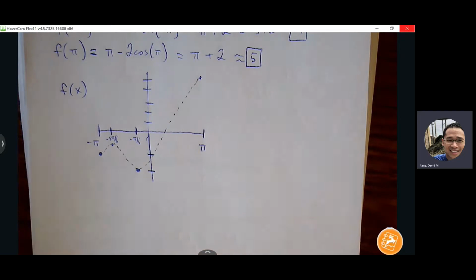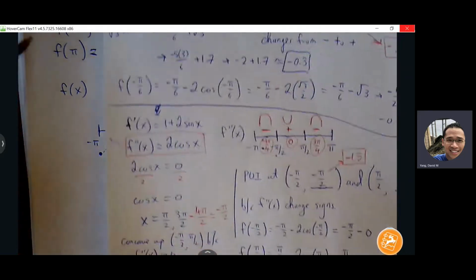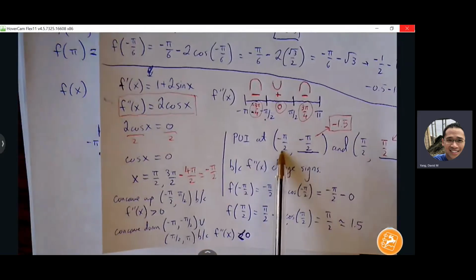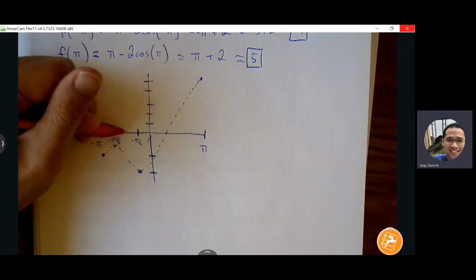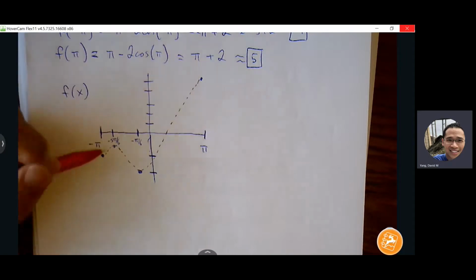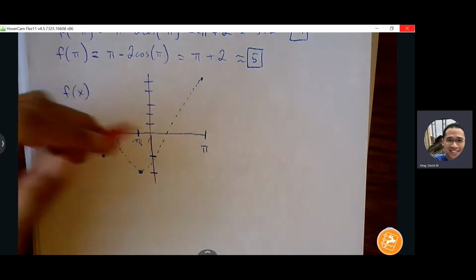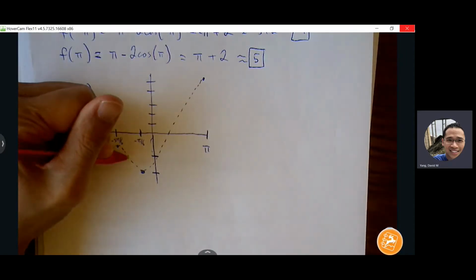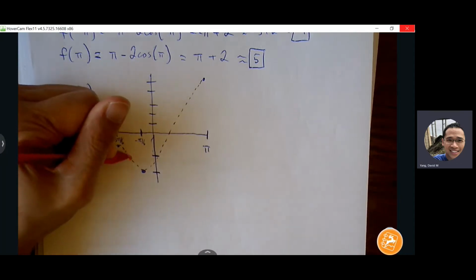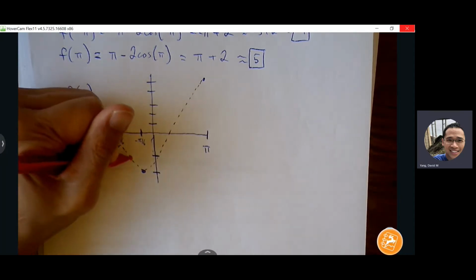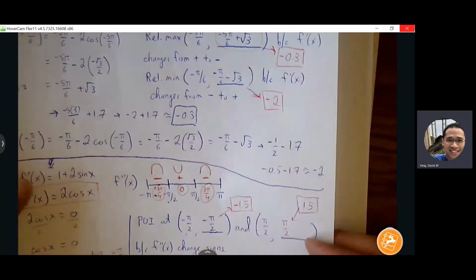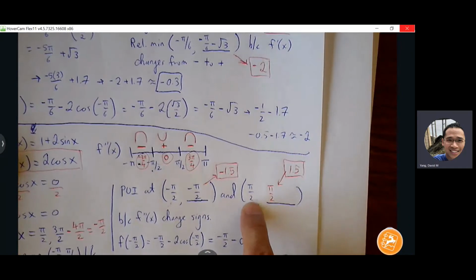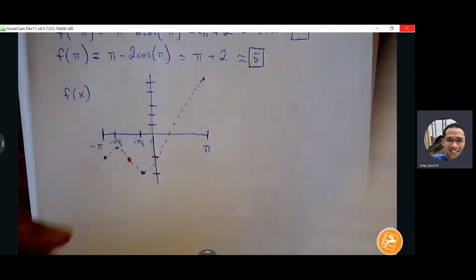Okay, so now we'll bring in our second derivative information. We know that there is a point of inflection at negative pi over 2. I know negative pi over 2 is going to be somewhere here, right? Somewhere between negative pi over 6 and negative 1.5, so that's somewhere here. Okay, so I'm going to target that point. I know that's where my curvature is going to change. And there's another point of inflection at pi over 2, 1.5.